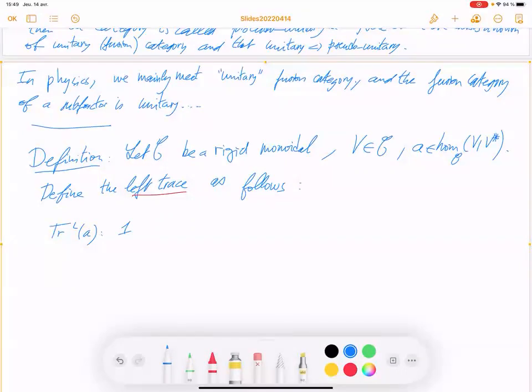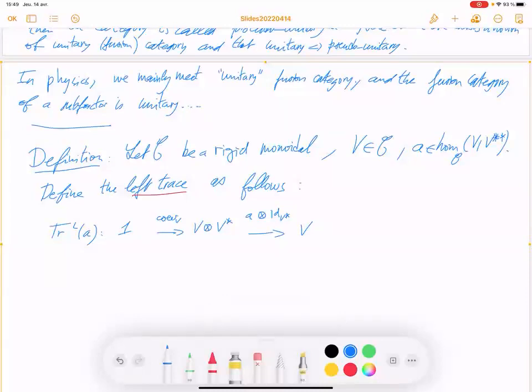It starts from 1, and you apply the coevaluation map of V, and you get V tensor V star. You apply A on the first component and the identity of V star on the second component, and you get something; I forgot here, it's double star.